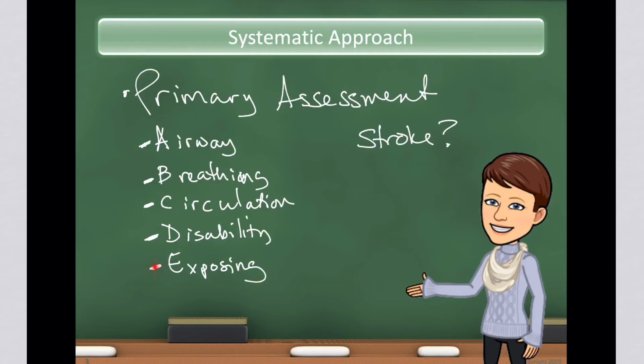So your primary assessment isn't just for CPR. It can be for stroke. It can be for chest pain. The patient has chest pain. Do they have an airway and is it open? Are they breathing and is it adequate? If it's short and shallow, if it's ragged, if it's especially labored, add some oxygen.